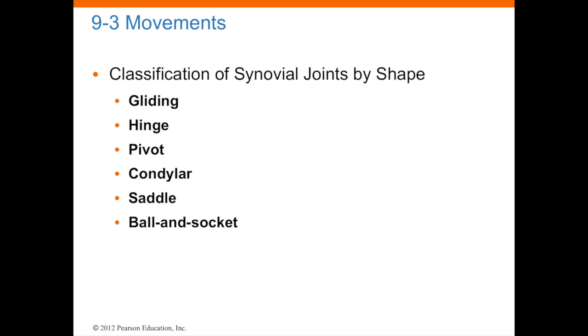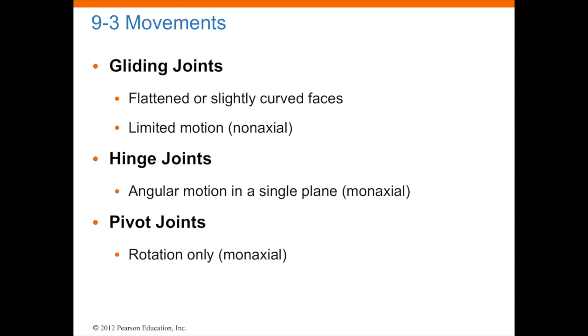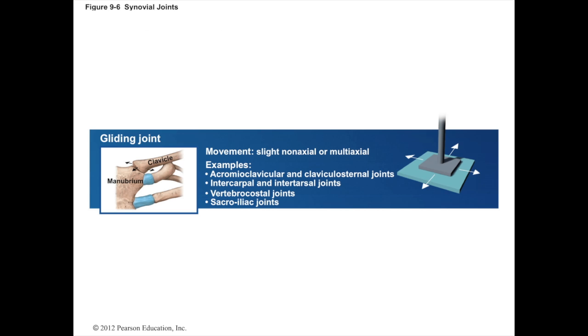Classification of synovial joints by shape: gliding, hinge, pivot, condylar, saddle, and ball and socket. A gliding joint is a flat or slightly curved surface. It's not that much of a motion joint; it's a little bit limited. Hinge joints are angular motions in a single plane. A great example of a hinge joint is your elbow. Pivot joints, rotation only occurs here.